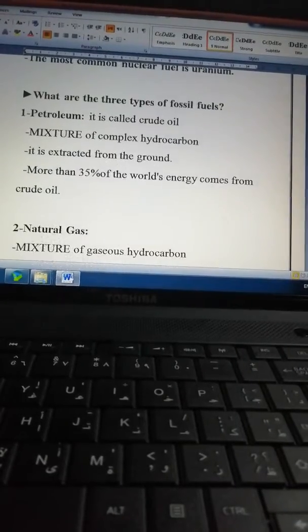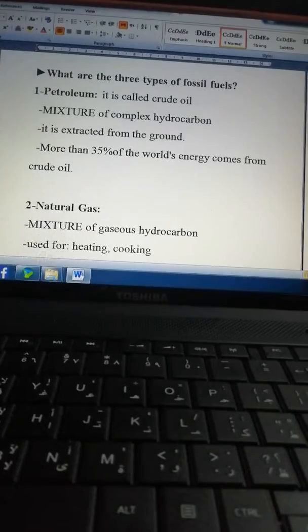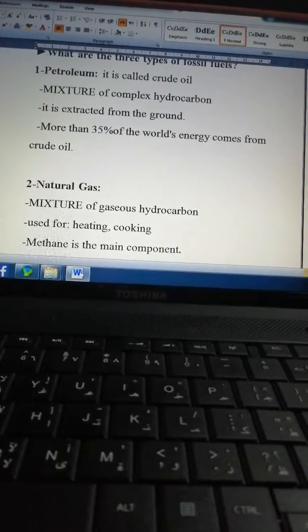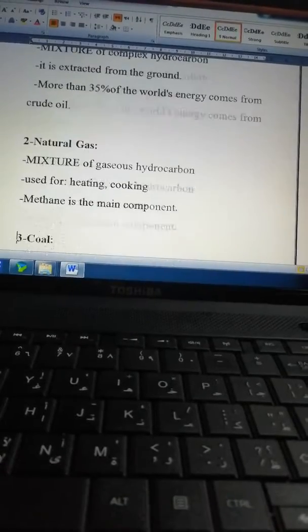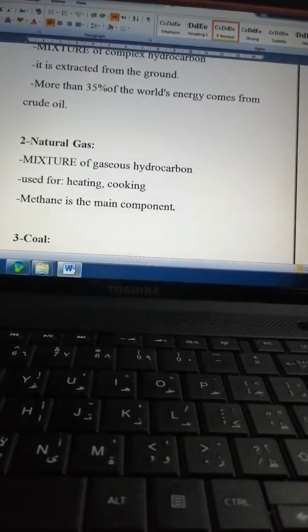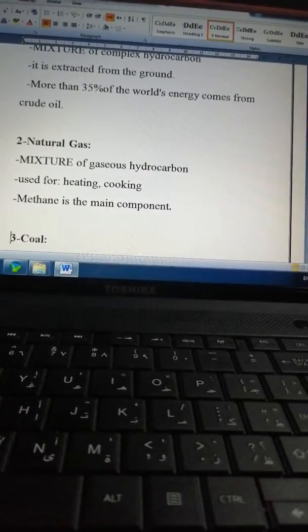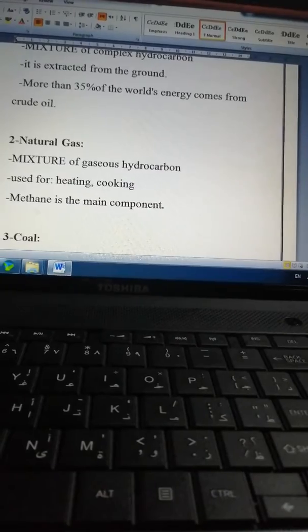Now let's talk about the types of fossil fuels. What are the three types of fossil fuels? Number 1, petroleum, and it is called crude oil, extracted from the ground, and more than 35% of the world's energy comes from crude oil.